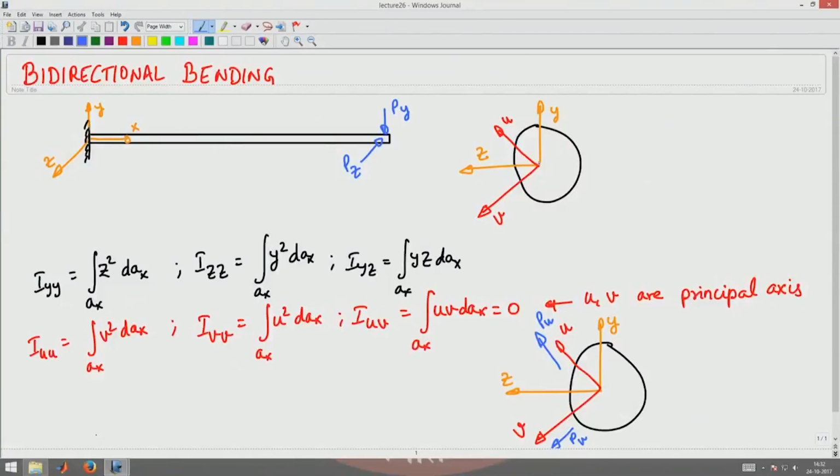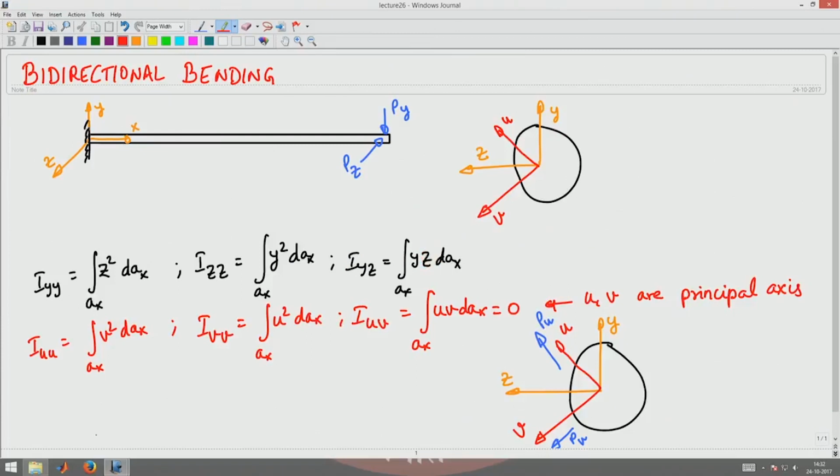Welcome to the 26th lecture in Mechanics of Materials. In the last lecture we saw how to compute the moment of inertia about an arbitrarily oriented axis. In particular, we saw that if the y and z axes lie in the plane of the cross section, then Iyy is given by the integral of z squared dA, Izz is given by the integral of y squared dA, and Iyz is given by the integral of yz dA.